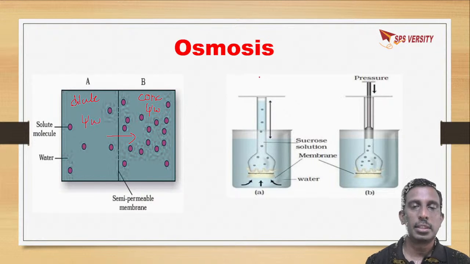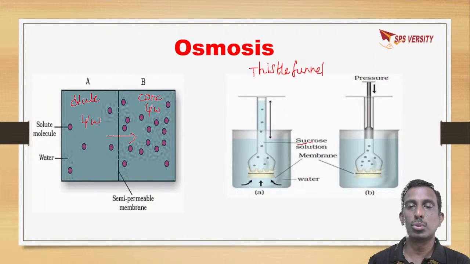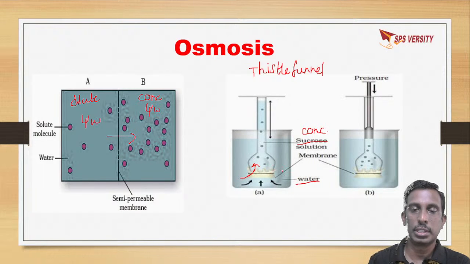This is the thistle funnel experiment to demonstrate the process of osmosis. In this, we can see a beaker with water. A thistle funnel is tied with a semi-permeable membrane, and inside it there is a sucrose solution, that is, a concentrated solution. Water is a diluted solution. Due to osmosis, water will move into this sucrose solution in this direction. That is, osmosis is taking place in this direction.